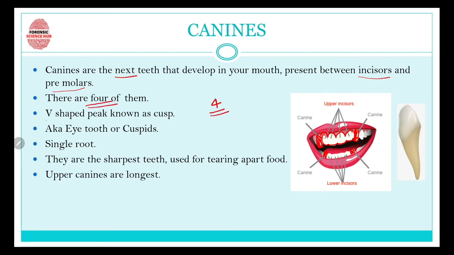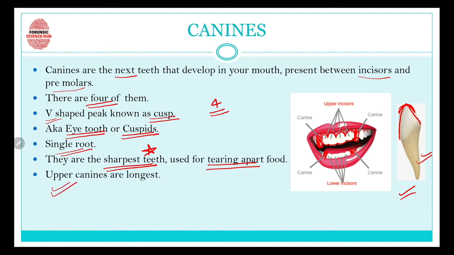Okay, they are V-shaped. Here look at this picture, this is kind of a V shape. So canines are V-shaped, and they have a cusp. This area is known as the cusp, right? And canines are also known as eye tooth or cuspids. They also have a single root only. They are the sharpest teeth and hence they are used for tearing the food apart. Amongst the canines, upper canines are the longest, that is the maxillary canines are the longest.